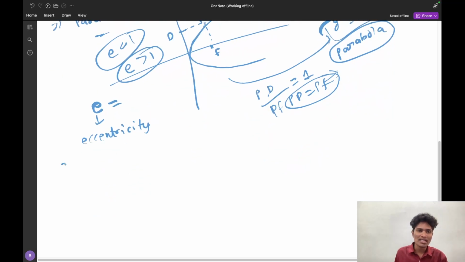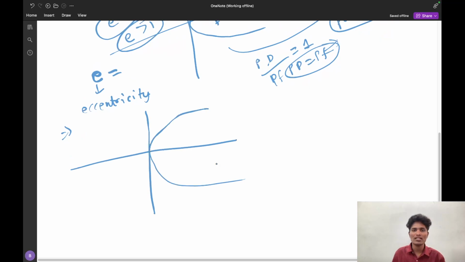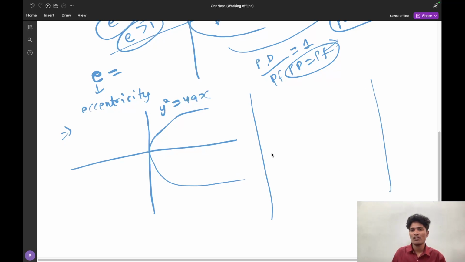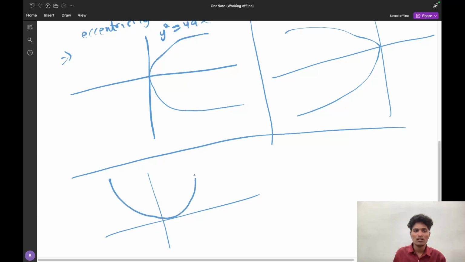So for parabola, now I will discuss what different types of equations we will get. Here I will write 4 different parabolas. The first parabola is this one, which I already explained: y square is equal to 4ax parabola. The second parabola is this one, that is the reverse of the first parabola. And the third parabola is this one. And the fourth parabola is this one.